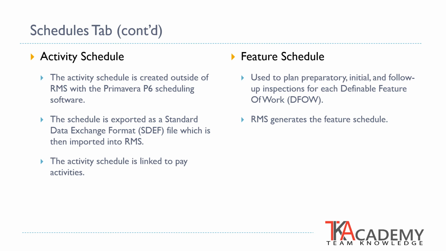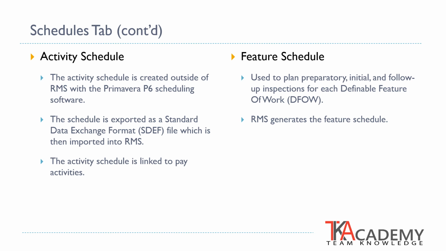As identified earlier, it is the construction schedule that drives the flow of activities within RMS. The activity schedule is created outside of RMS with the Primavera scheduling software, although it is possible to manually create the activity schedule. The construction schedule is exported from Primavera as a standard data exchange format, or SDEF file, which is then imported into RMS. The activity schedule is linked to the pay activities. The contractor's payment applications can only be based upon what is reflected in the progress of the construction schedule.